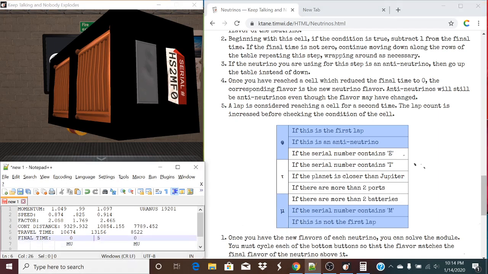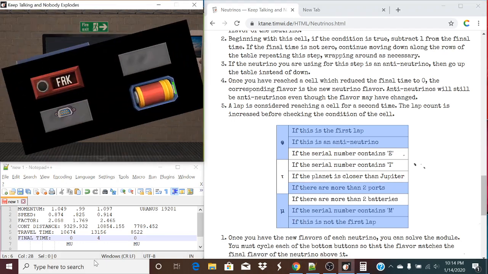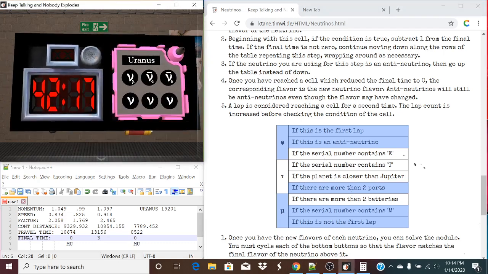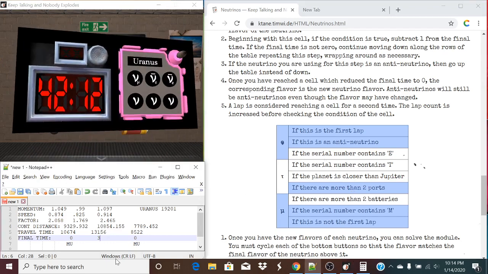Now we have to worry about this center one, and we continue on. We subtract 1 from that as well, just to confirm. It started at 7, would have been 6, 5, 4. Are there more than 2 batteries? Nope. More than 2 ports? Absolutely there are. Subtract 1, as it is up here. The planet is not closer than Jupiter. The serial number does not contain a tango, nor an echo. It is an antineutrino, so subtract 1. This is not the first lap, however, so we're not going to worry about that rule anymore.